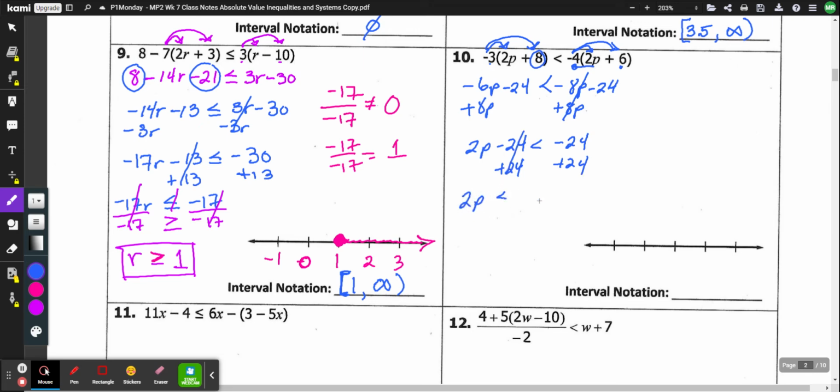2p is less than 0. Okay, divide by 2, divide by 2. Those cancel, and p is going to be less than 0 divided by 2. So if you have nothing and you divide it by 2, you're still going to have nothing. So p is less than 0.